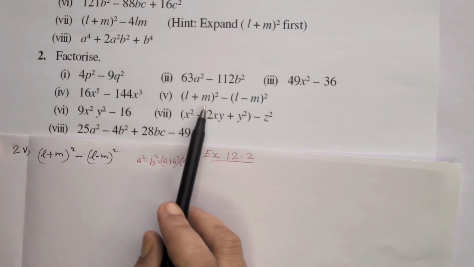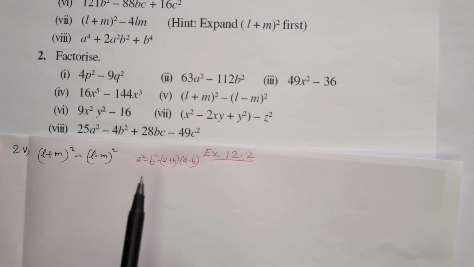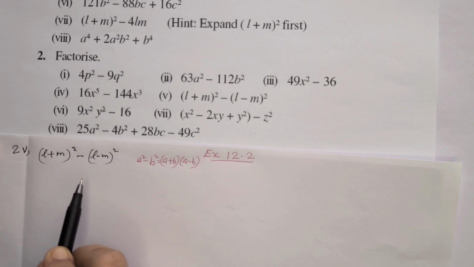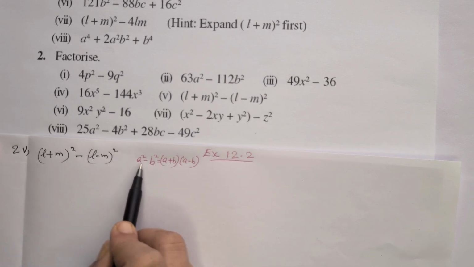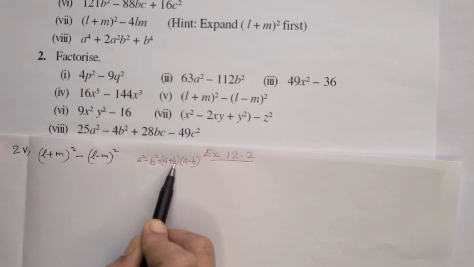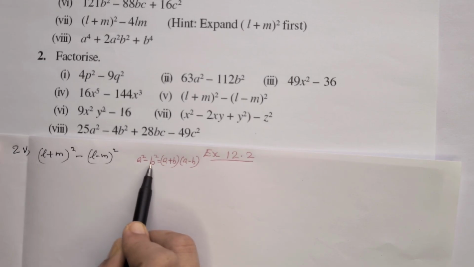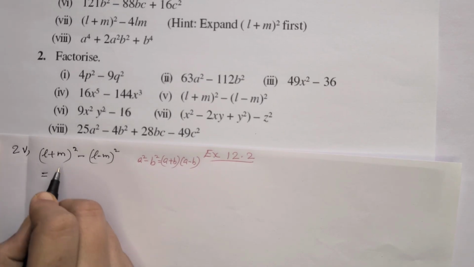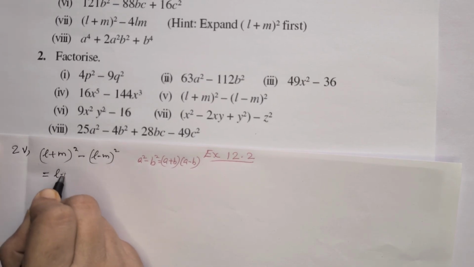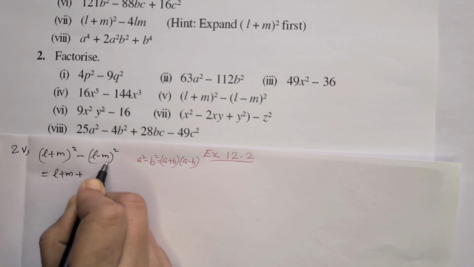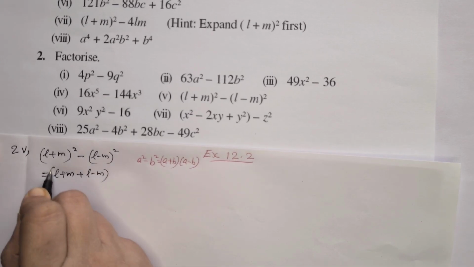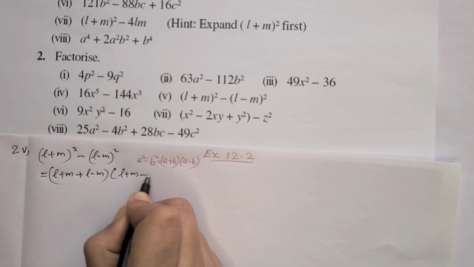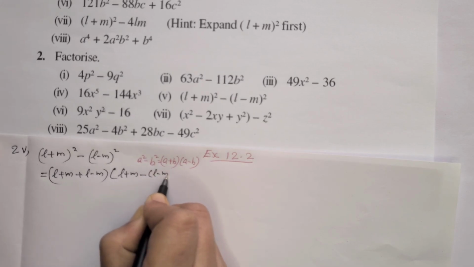Now the fifth question, l plus m the whole square minus l minus m the whole square. That is the form a square minus b square, first term square minus second term square. And which is equal to sum of the terms a plus b, that into difference of the terms a minus b. So when we are applying that identity here, sum of the terms means first term is l plus m plus second term l minus m, and difference of the terms, first term l plus m, that minus second term is l minus m.